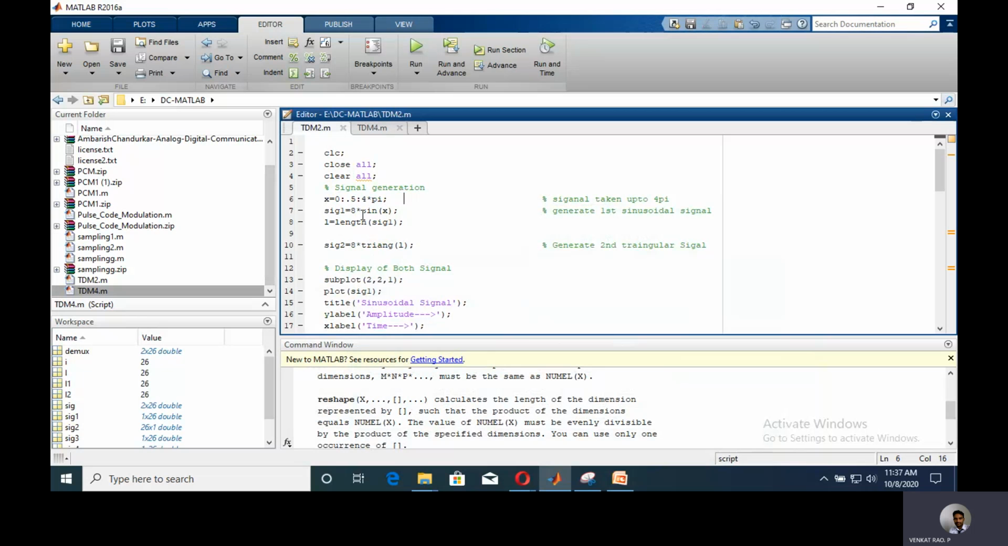So let us consider the length of this sinusoidal signal is equal to L, which is stored in a variable, that is L. Okay. So length in the sense number of values on the x-axis. Next, signal 2 is considered a triangular wave, and the amplitude again taken as same, that is 8 into triangular of L. So this function triangle from length will give you the triangular waveform within that length of the signal.